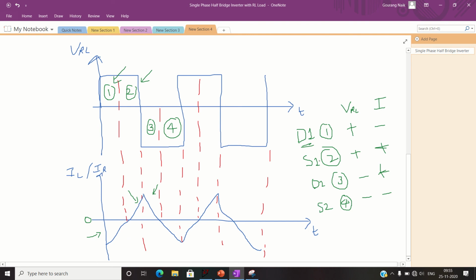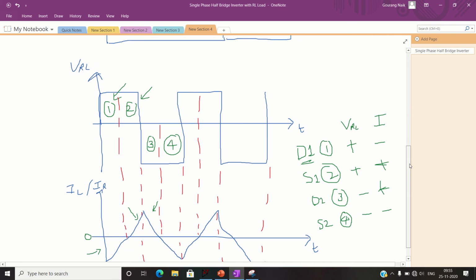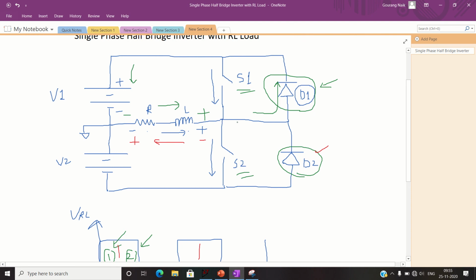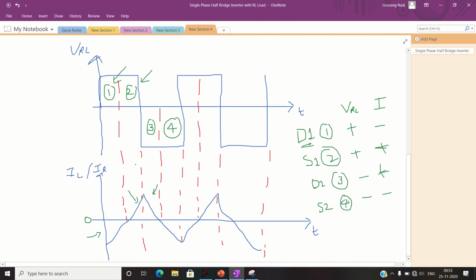Okay, so these 4 points you have to remember. There are 4 sections for this waveform, and for each section there will be a different switch or different component that is going to conduct. So this part you have to remember. Now same thing we will simulate and check. You will get a similar waveform. Okay, you check that.